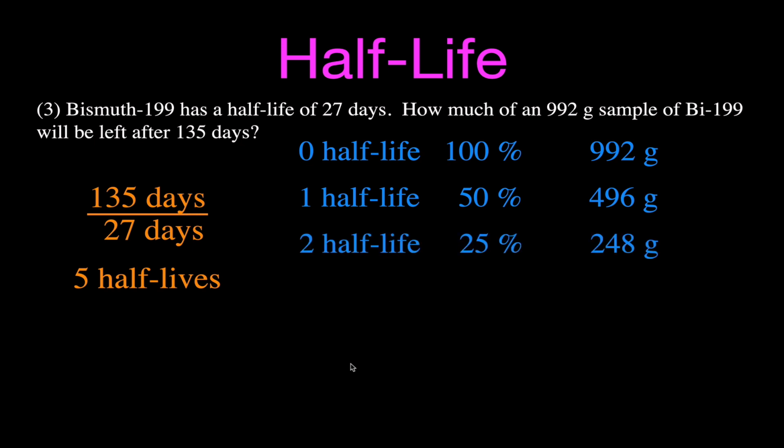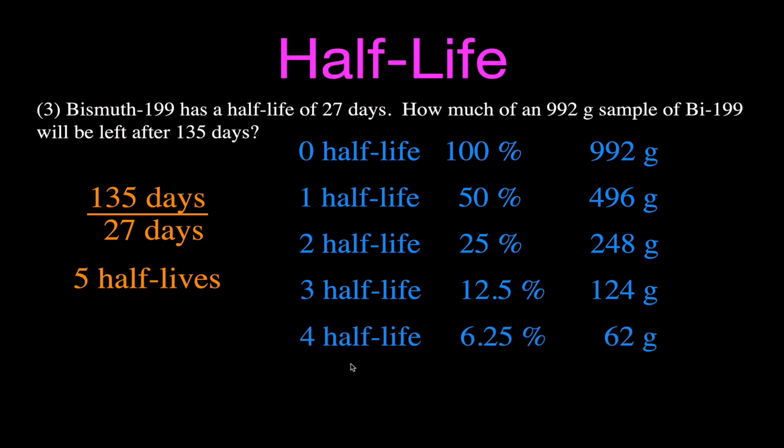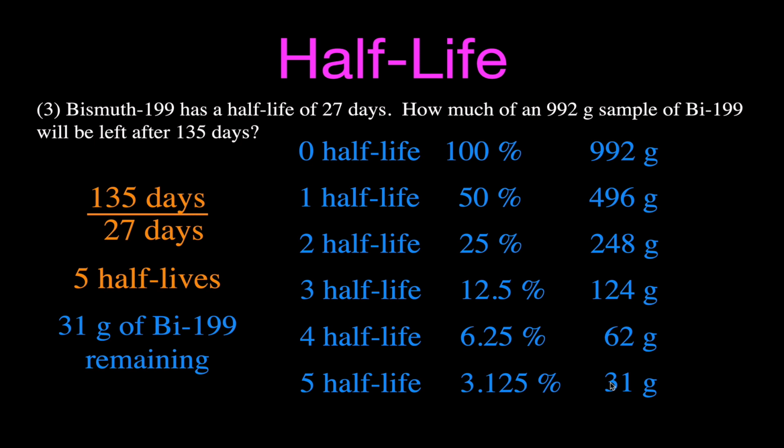After 2 half-lives, we have 25%, or 248 grams. After 3 half-lives, 12.5%, 124. 4 half-lives, and then 5 half-lives, we have 3.125% or 31 grams. So the amount that's going to be remaining for that sample of bismuth-199 is 31 grams. Okay, example number 3.